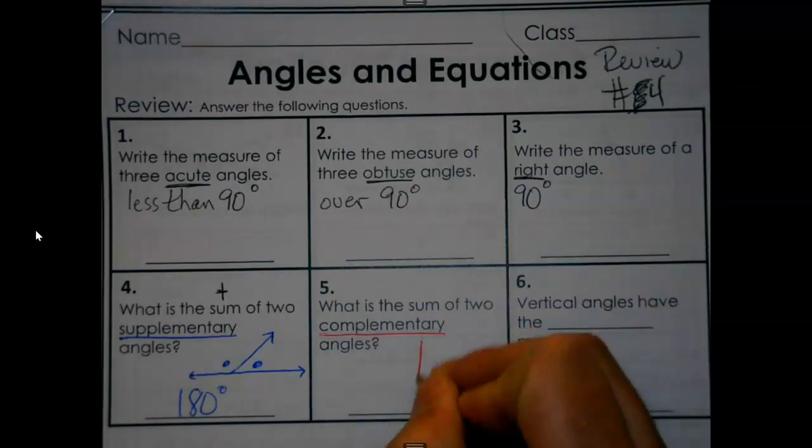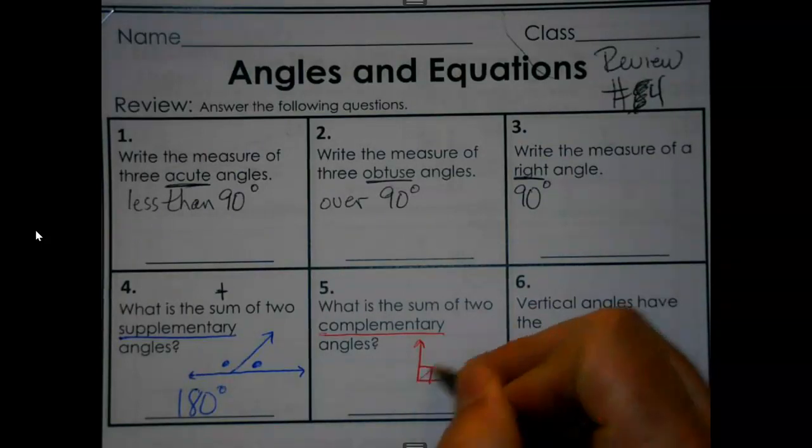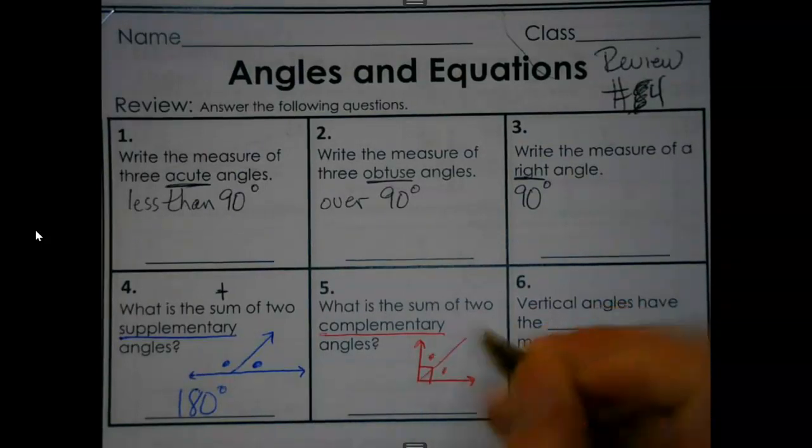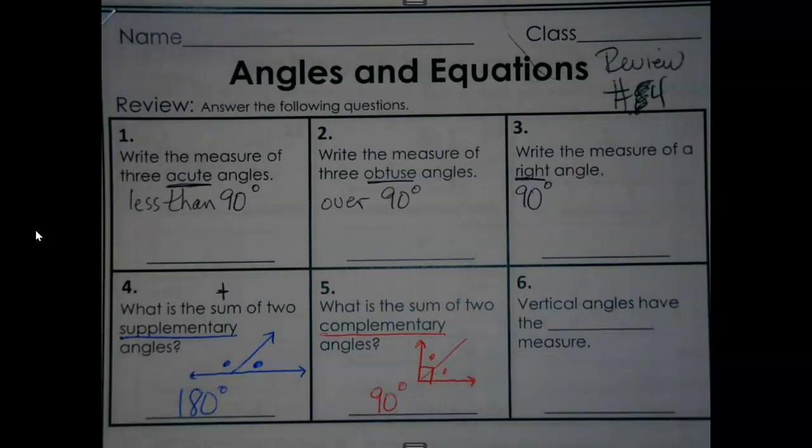But if they're complementary, they form a right angle, right? And that's going to be 90 degrees for those two angles. They make the right angle.